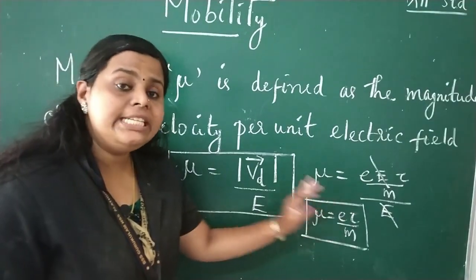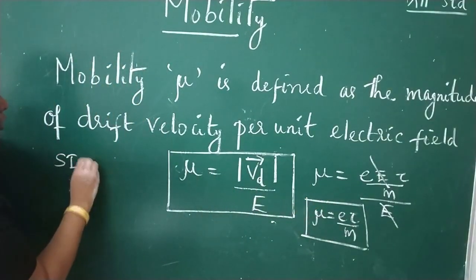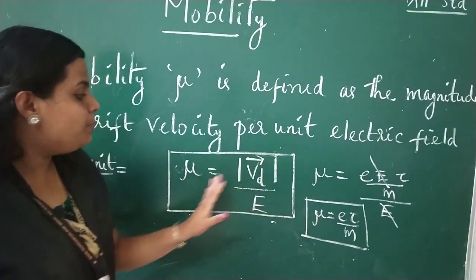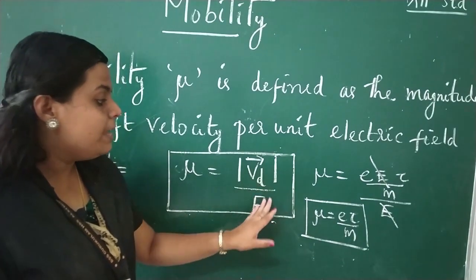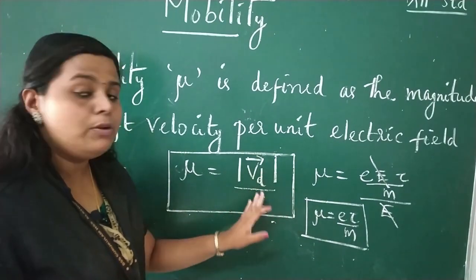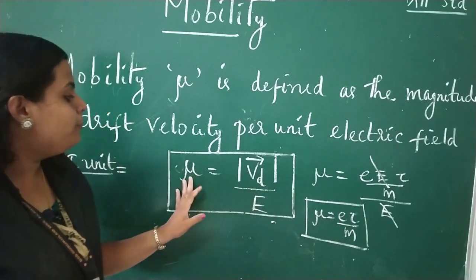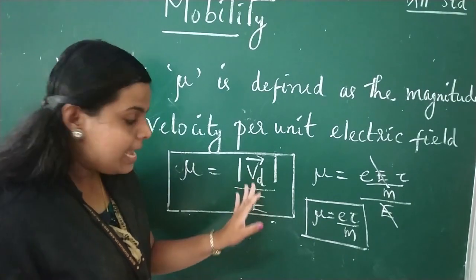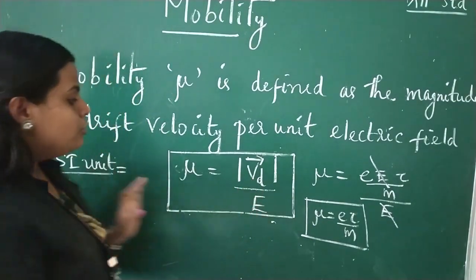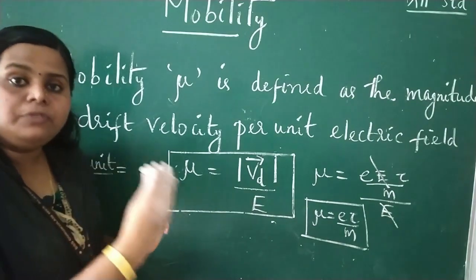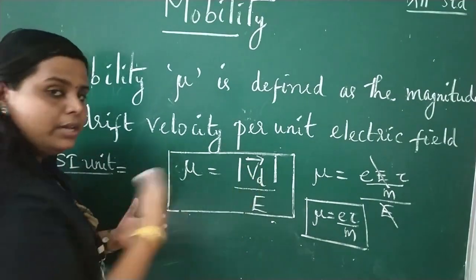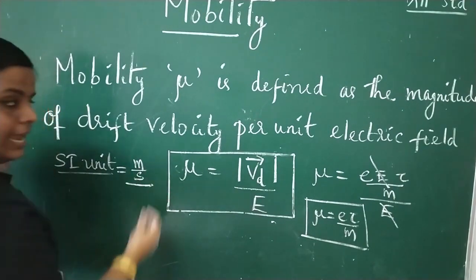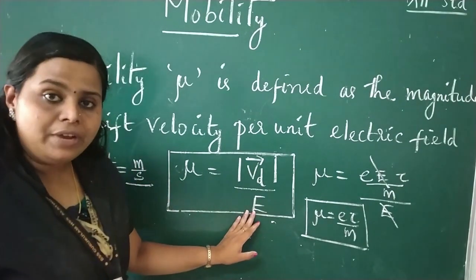Clear? Now listen children, what is the SI unit of mobility? We have the expression for mobility, that is Vd per unit electric field, drift velocity per unit electric field. In order to find the unit of mobility, we have to substitute the unit of Vd as well as the unit of E. So what is the unit of Vd? Vd means drift velocity, a particular kind of velocity. So what is the unit of velocity? Meter per second, divided by the unit of electric field.